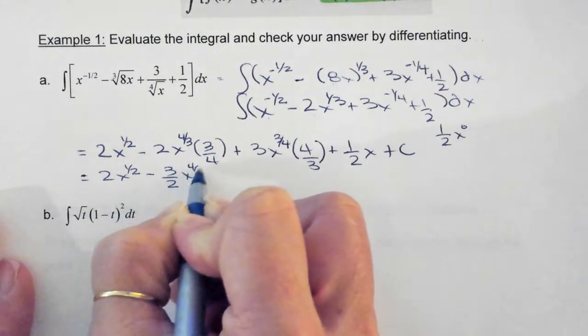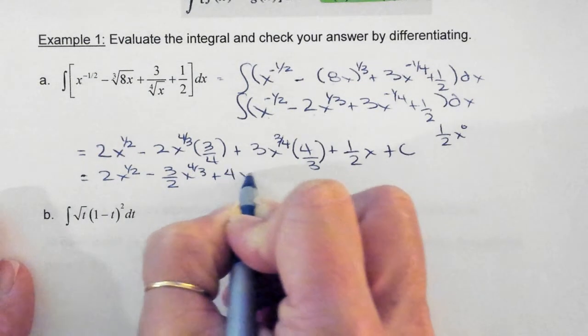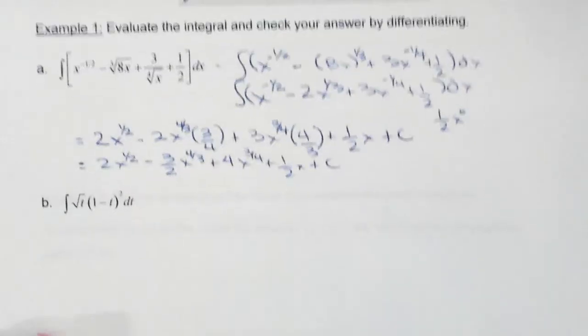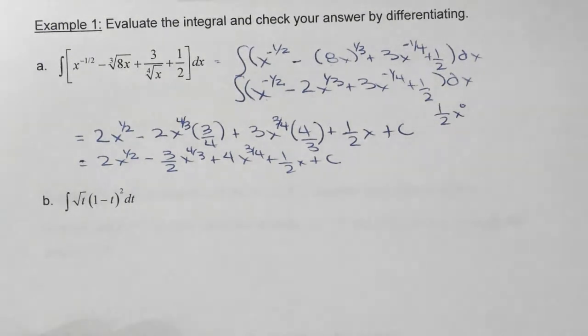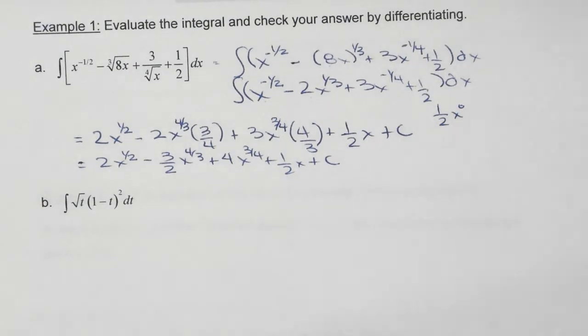x to the 4/3, plus 4x to the 3/4, plus 1/2 x plus c. Okay, again, I went slow for a reason. Questions on the first one? It takes practice. Going backwards, a little bit more thought goes into it, because we're so used to the derivative.